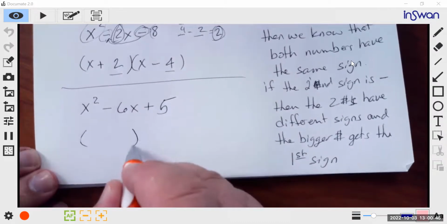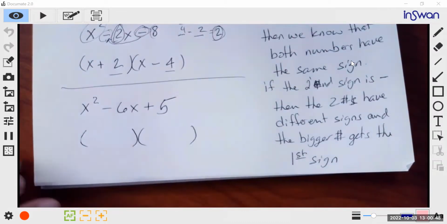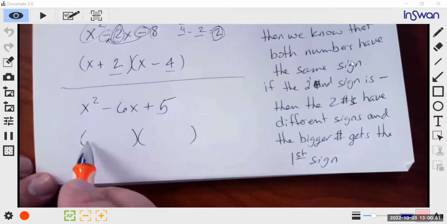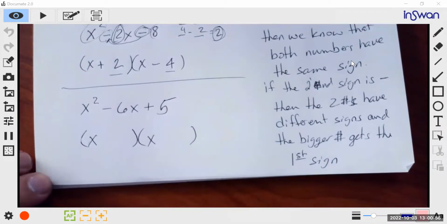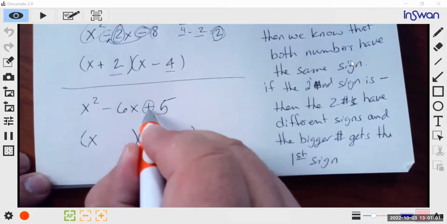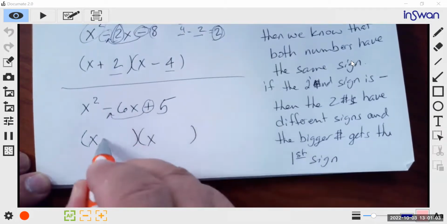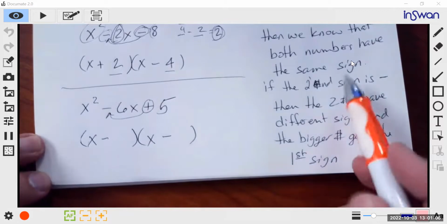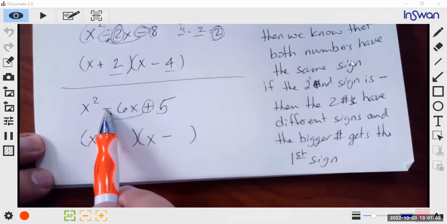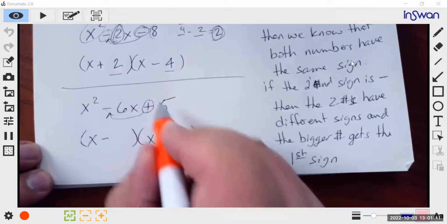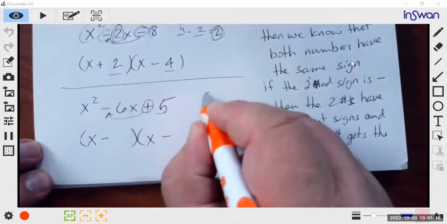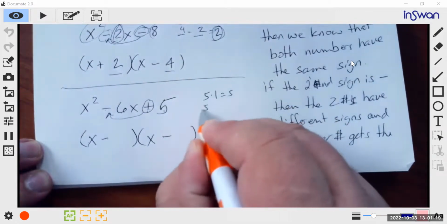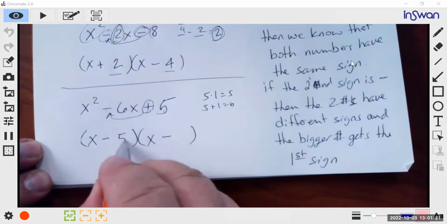So since we're factoring, we need to break out the parentheses. So we know the first spot, x and x. What signs go in there? Yeah, they're both the same since that's plus. They're both negatives. Because if the second sign's a plus, both signs are the same. So what times what is 5? When you add them, you get 6. Yeah, 5 times 1 is 5. 5 plus 1 is 6. So it's 5 and 1.